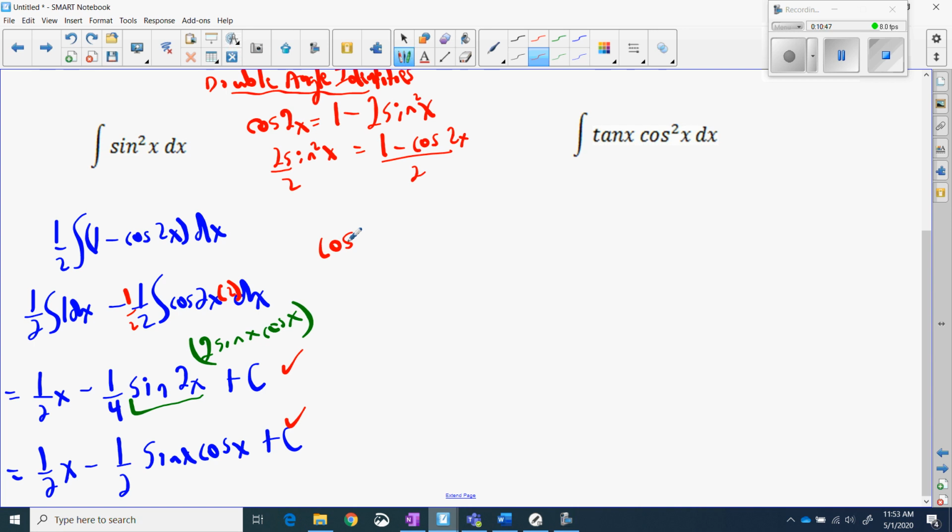If it was cos squared, we'd go with this version. It's 2 cos squared x minus 1. And then when I rearrange, it would be cos 2x plus 1 equals 2 cos squared x. And then we divide by 2, and we put this in there instead of cos squared.